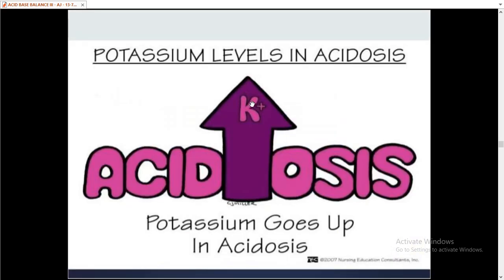Whenever there is acidosis, the potassium ion goes up in acidosis. You have to remember this. So in case of diabetic ketoacidosis, the potassium levels were found to be increased. In case of lactic acidosis and different types of acidosis, the potassium level goes up.